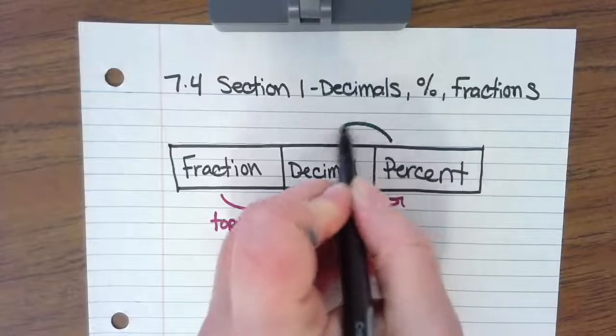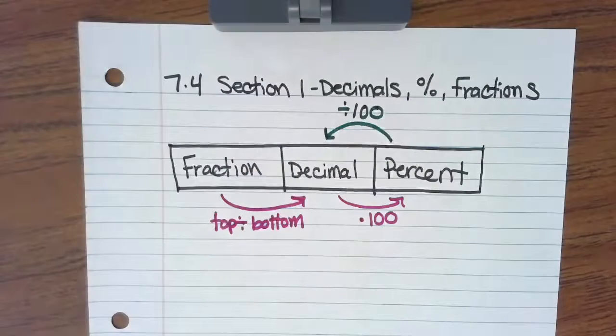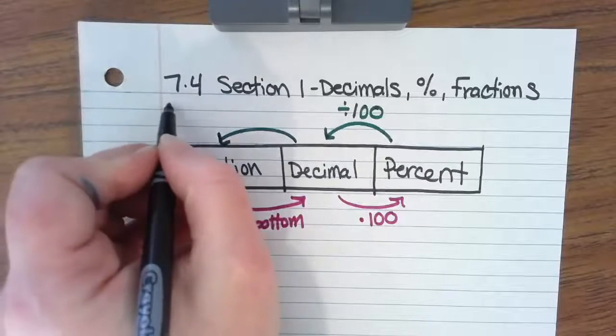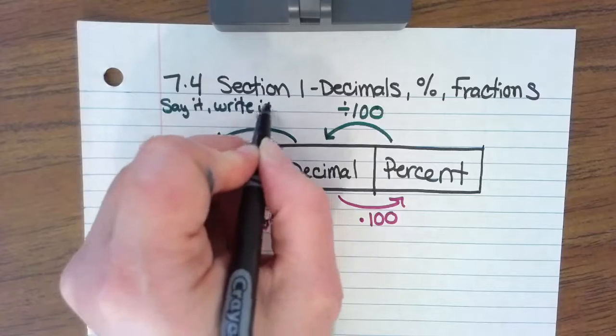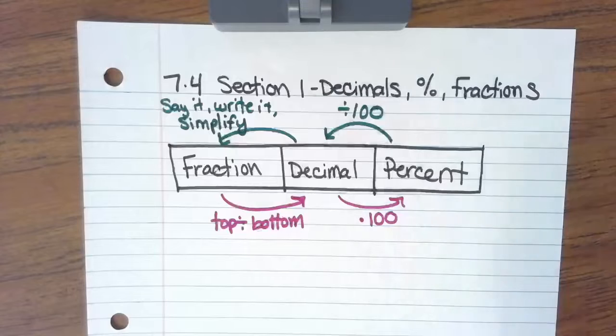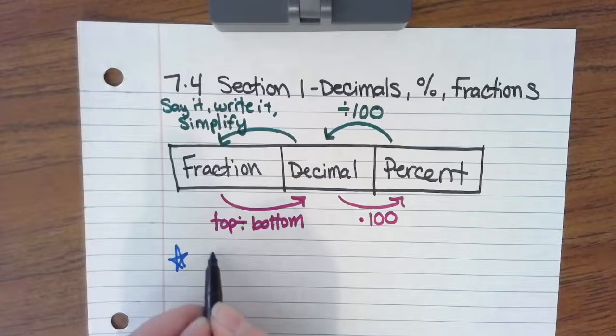Well, from percent to decimal, we divide by 100, because remember, percent means out of 100 or divided by 100. And then from decimal to fraction, we say it, write it, and simplify. So let's look at some examples here. Oh, before we do that, I just wanted to remind you, we're going to put this in here.